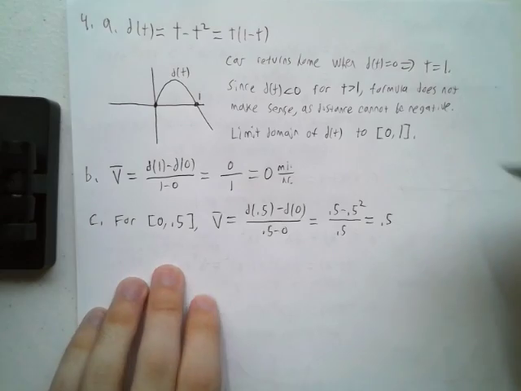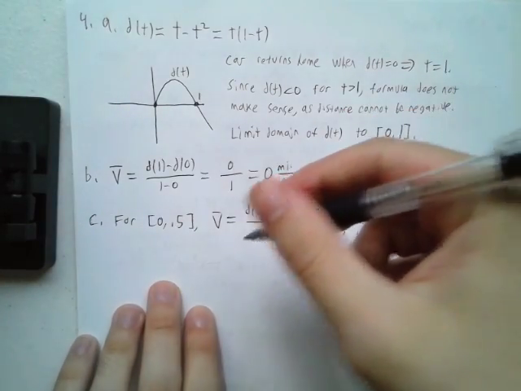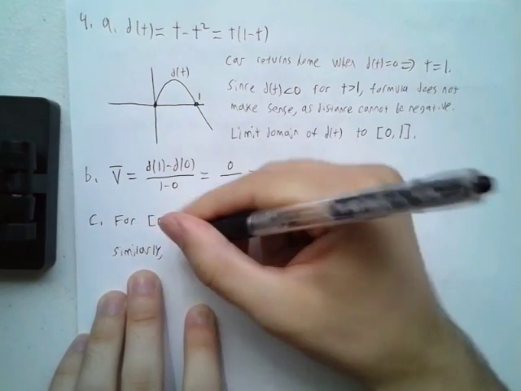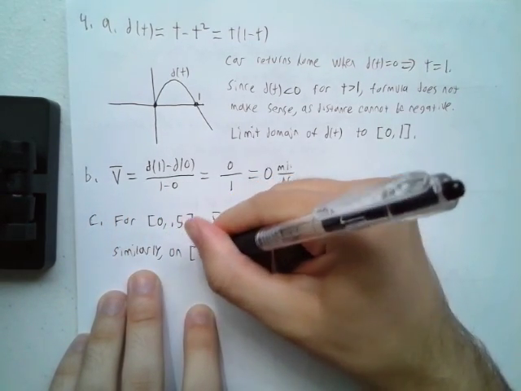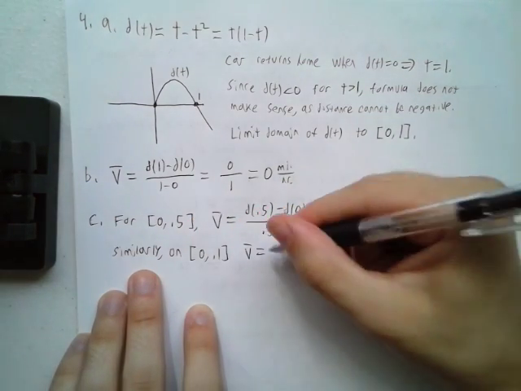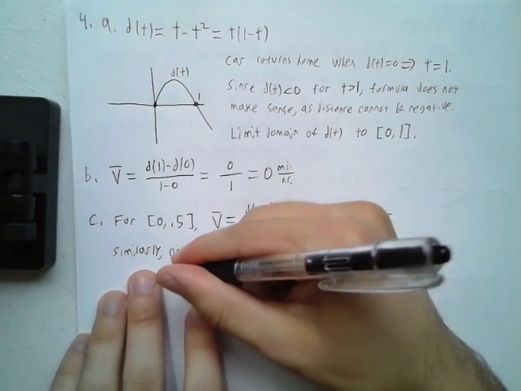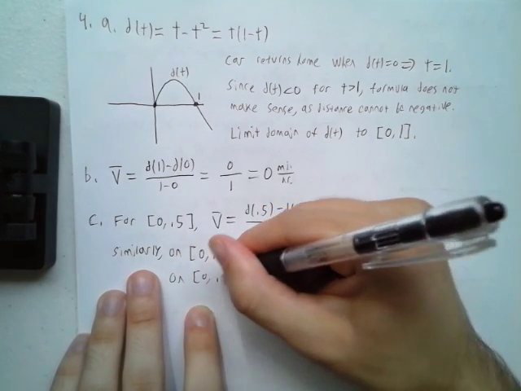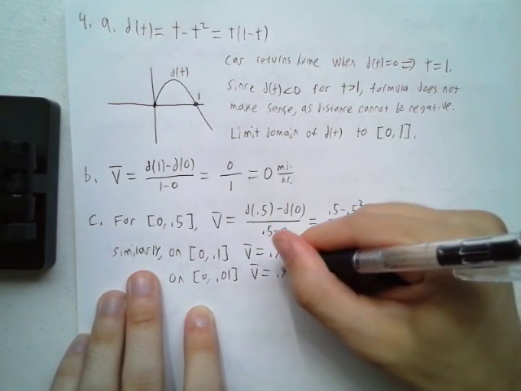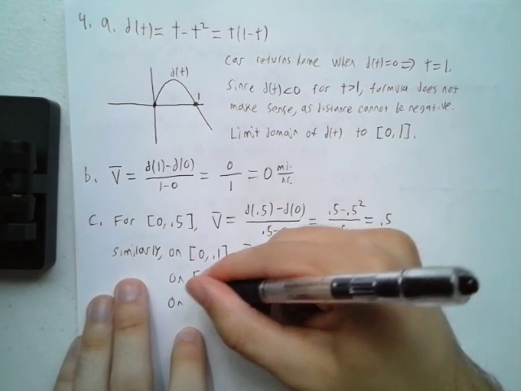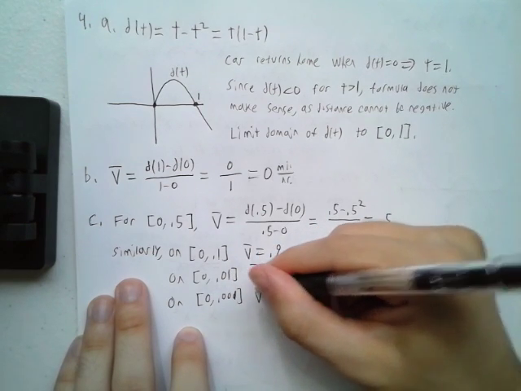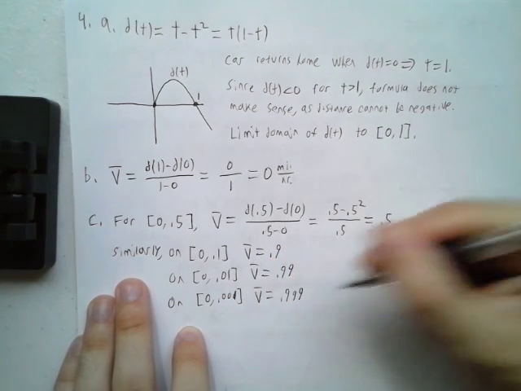And so similarly, on the interval from 0 to 0.1, we'll get that v bar is equal to 0.9. On 0 to 0.01, it turns out v bar is equal to 0.99. And on 0 to 0.001, v bar is equal to 0.999.